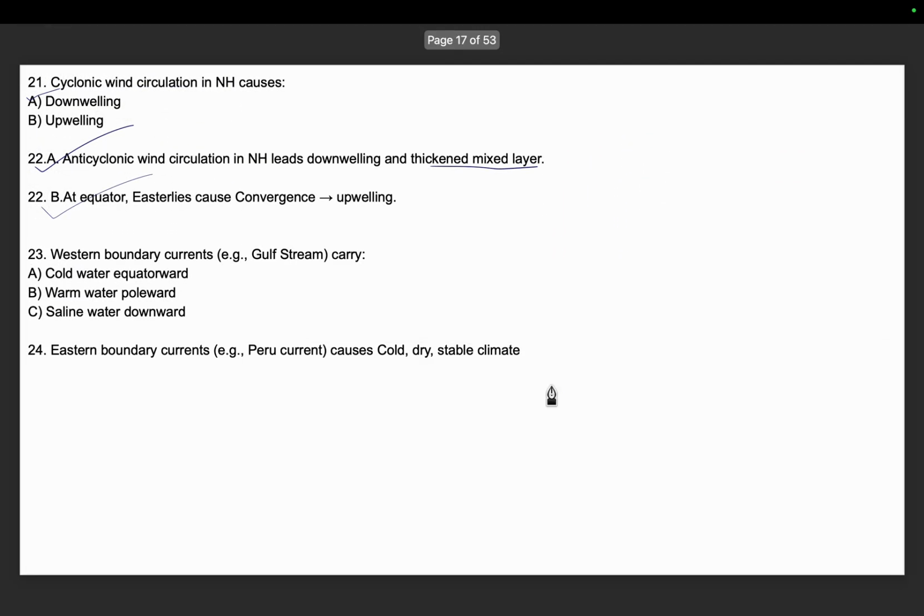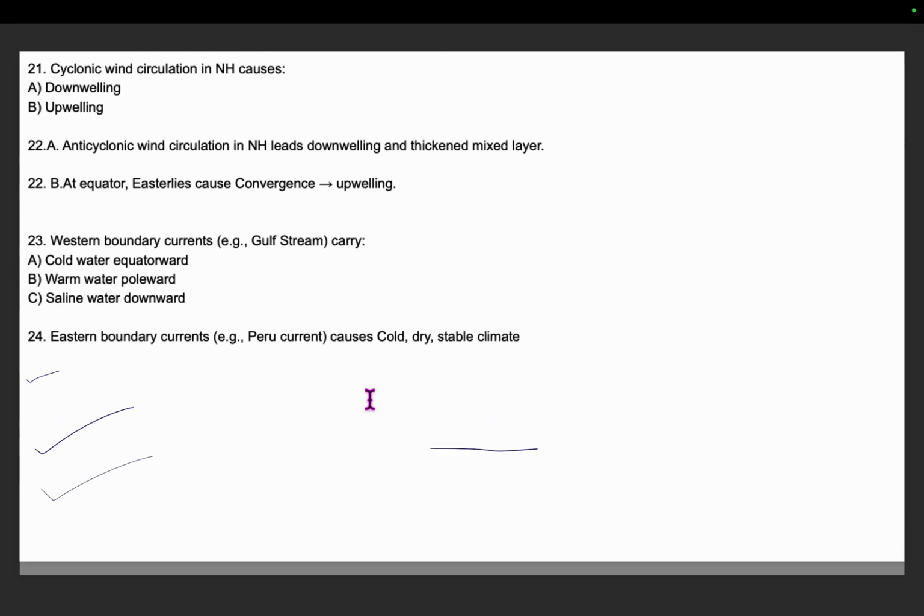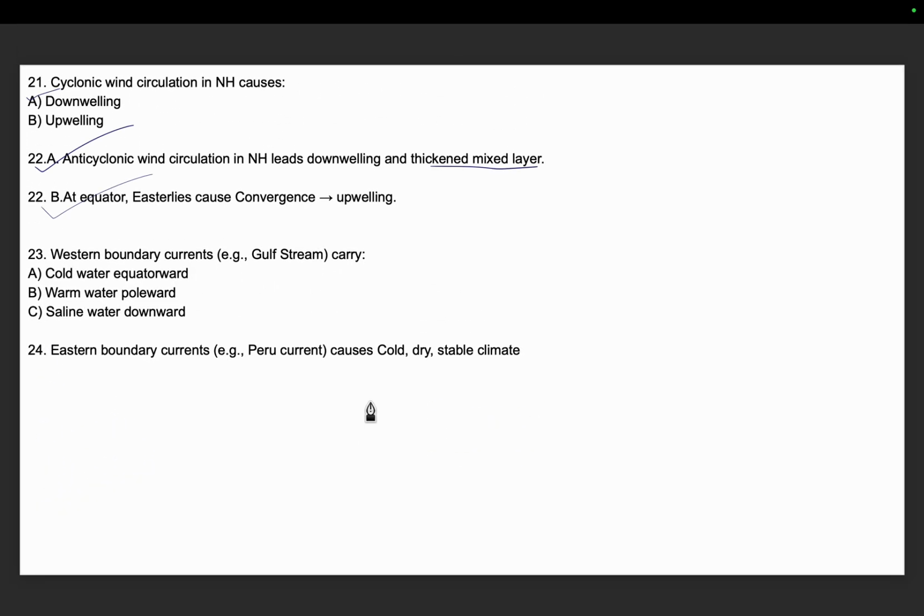Now there are two small questions we can solve. The western boundary currents, that is the Gulf Stream, carry what? Cold water equatorward, warm water poleward, or saline water downward. Option A. Yes, option A is correct. Question 24. Eastern boundary currents, that is the Peru current, cause a cold, dry, stable climate. Is it true or false? This is true.